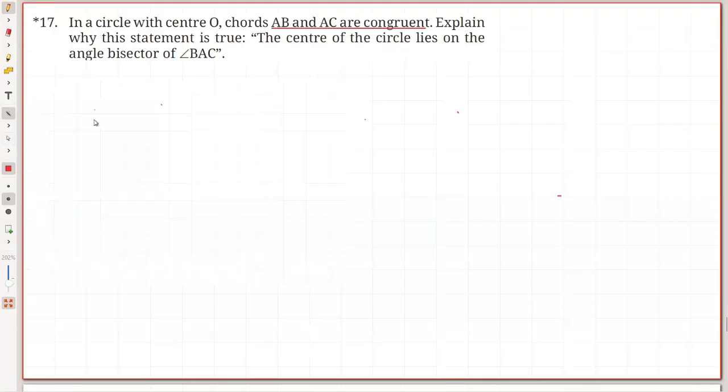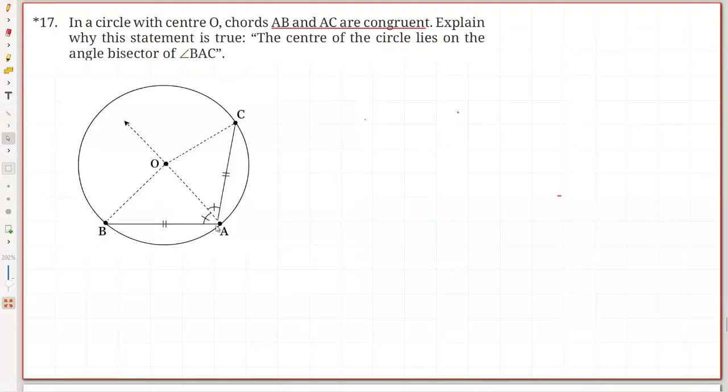Let me show the diagram. Here, I have taken a circle with the center O. I have taken two chords of equal length, AB is equal to AC. So here, what do I have to prove? The center of the circle lies on the angle bisector of BAC. You have to prove that these two angles are equal.